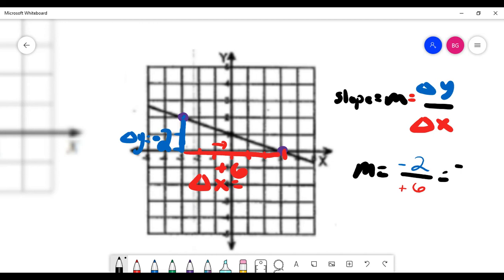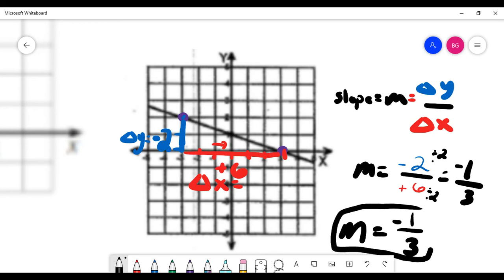But 2 over 6, what can each of those numbers be divided by? Well, you should hopefully be like, well, 2 and 6 can both be divided by 2, Mr. Graber. So 2 divided by 2 on the top is a 1. So I'm going to have a negative 1 on the top, over 6 divided by 2 is a 3. So our slope is going to finish as I have there, negative 1 over 3. And there is the slope.